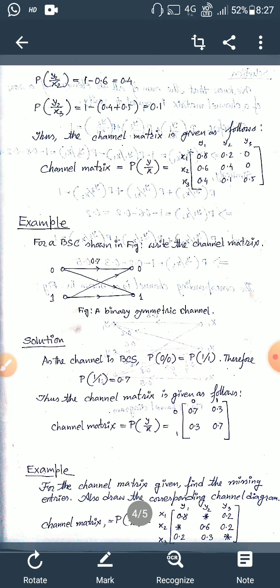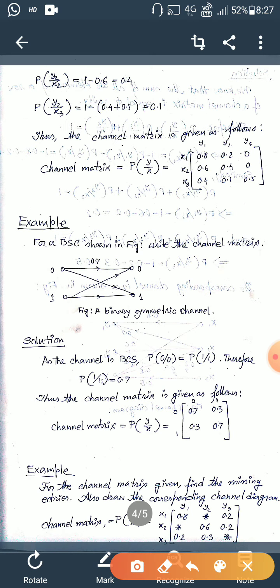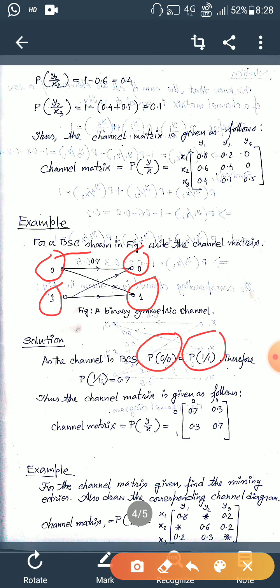Now another example is a BSC, that means the binary symmetric channel, where the two inputs are 0 and 1, and the two outputs are 0 and 1. If you use the property of the binary symmetric channel, P of 0 0 and P of 1 1 should be equal, and since P of 0 0 is 0.7, obviously P of 1 1 also will be 0.7. If you apply this, the matrix will be this one.